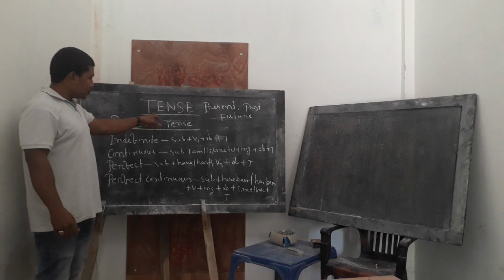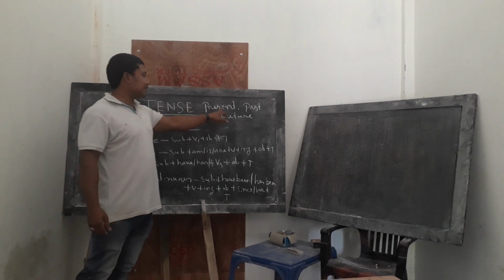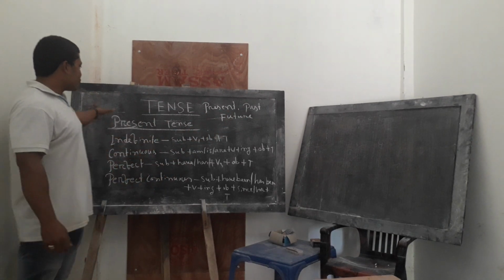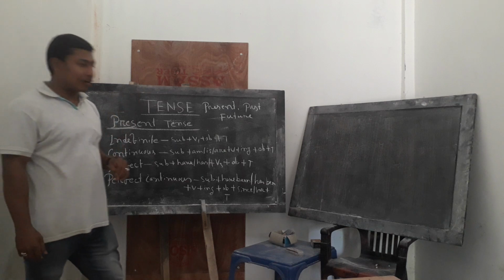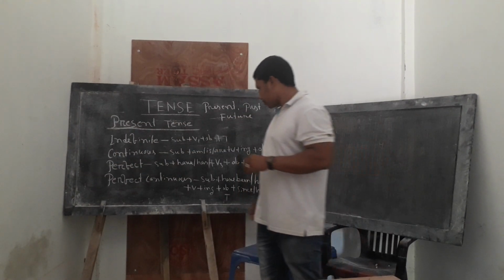Today I am going to start with the roots. There are three parts of tense: present tense, past tense, and future tense. Again, each part of tense is subdivided into four parts. In total we will get 12 parts of tenses.